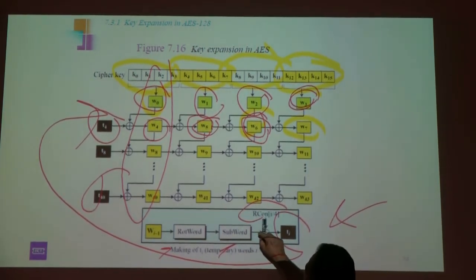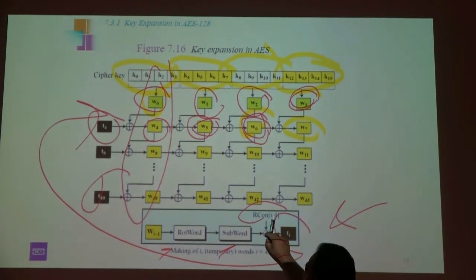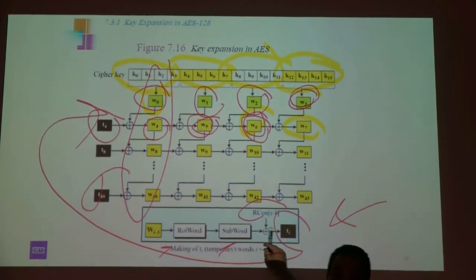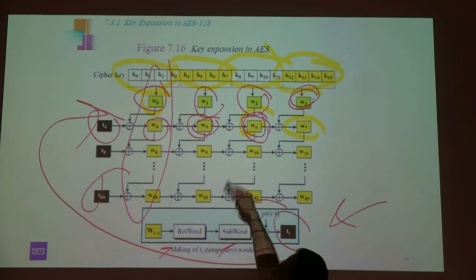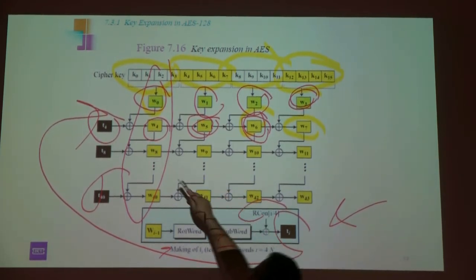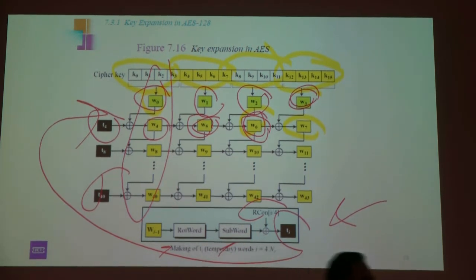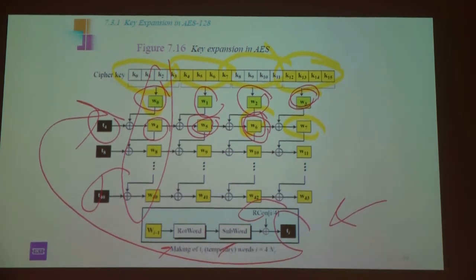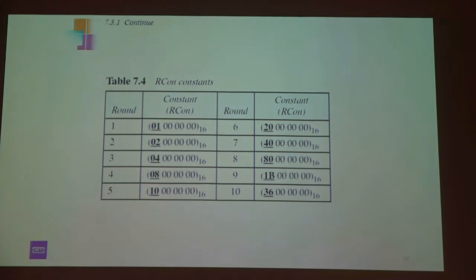This is the round constant. Each round has a constant, right? You take it depending on the round. So if we are doing round 1 in here, we have to take round 1. What is round 1 in the table? It will be this one.